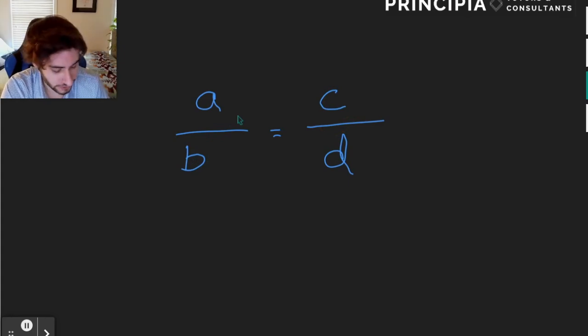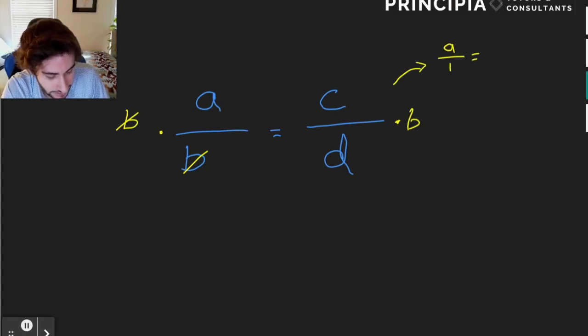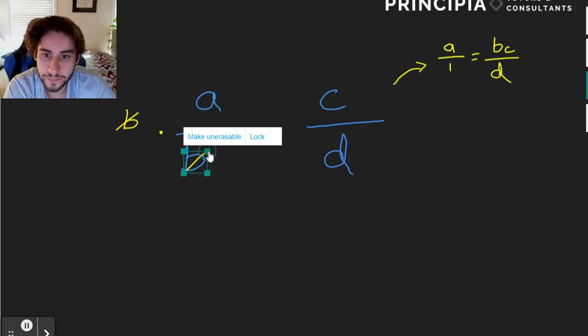One other thing that we want to start doing is get away from canceling out variables. So we don't want to do something like multiply both sides by b and cancel these out, which would leave us with a is equal to bc divided by d. So let's make a note of what we have over there: a, and it's really a over 1, is equal to bc divided by d. Now let me delete this real quick.